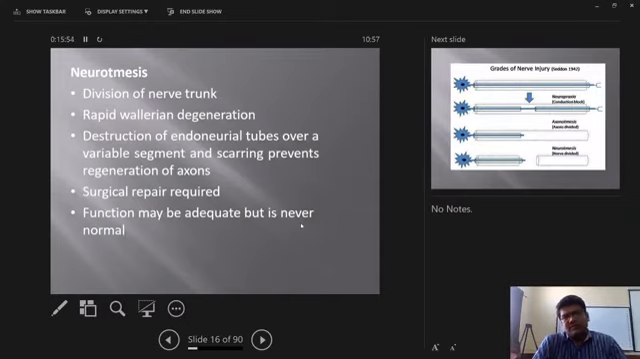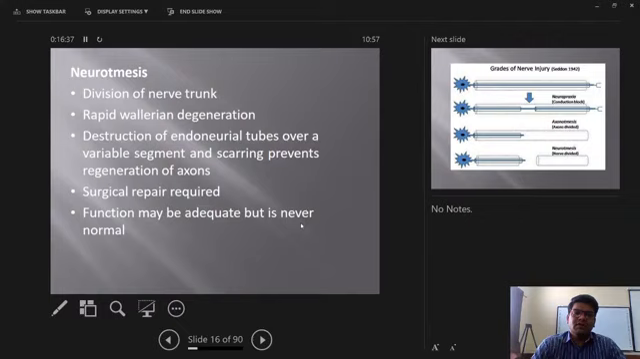Now coming to neurotmesis. Neurotmesis is complete division of the nerve fiber along with the endoneural tubes. There is rapid Wallerian degeneration of the distal part of the nerve and also the proximal part of the nerve till the first node of Ranvier. So whenever there is a complete division of the nerve, because there are no endoneural tubes, the Schwann cells proliferate in a disorganized fashion, giving rise to a small mass of newly proliferated axons, giving rise to a neuroma.